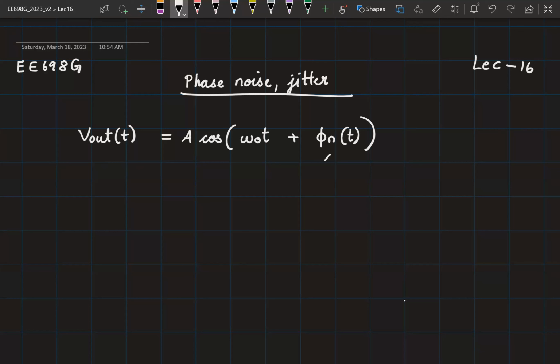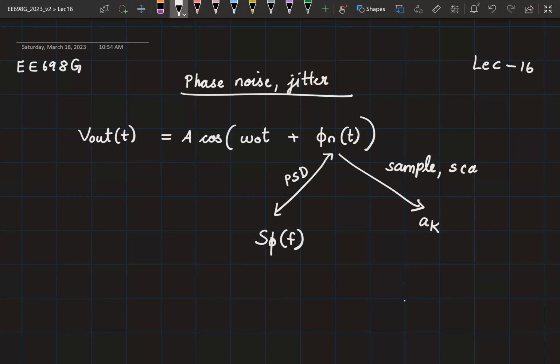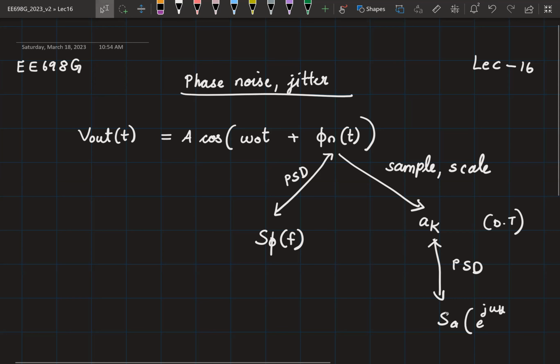This phi n of T, I can calculate its power spectral density and then I get S phi of F. This phi n of T sampled and scaled gives the absolute jitter AK. And once I have AK, I can calculate its power spectral density. Now AK is a discrete sequence, therefore this will be of the form SA of e power j omega d, where omega d is the discrete frequency.